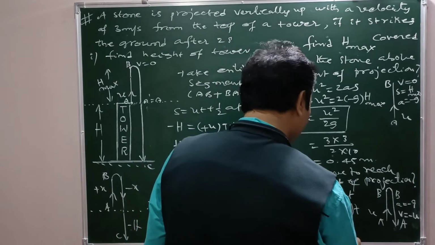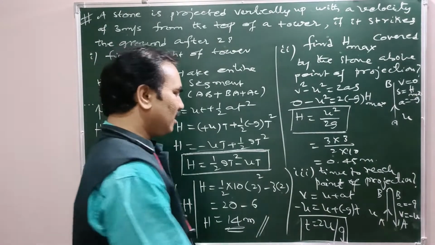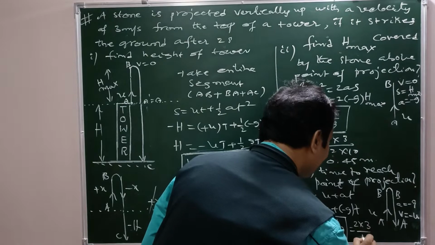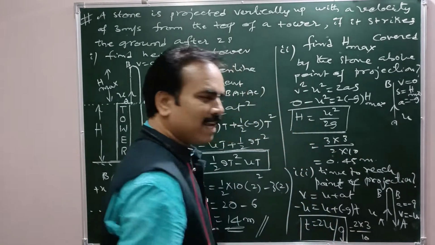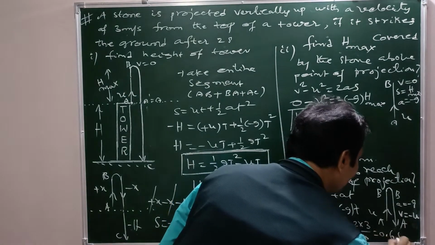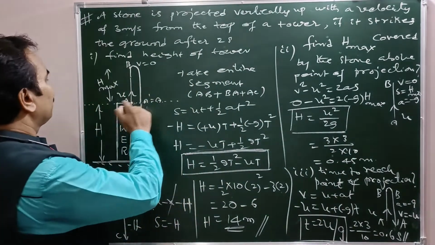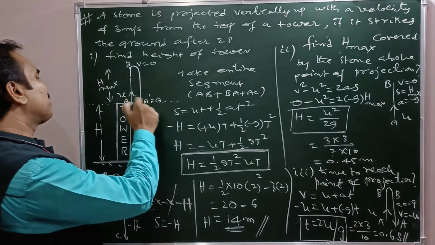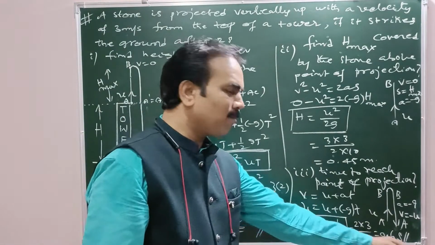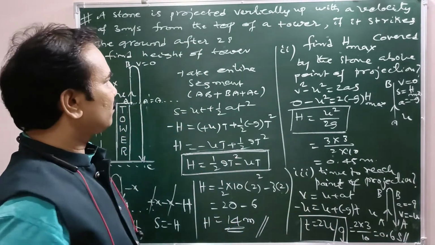2u by g, this is the expression. Right? Usual formula. 2 into u, that is 3, by g, which is 10. That is 6 by 10, that means 0.6 seconds. So this is the time in which the body reaches the point of projection in its motion. Am I right? That is after 0.6 seconds. Now coming to the next question, number 4.